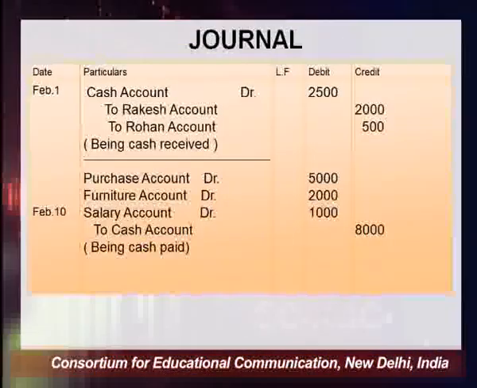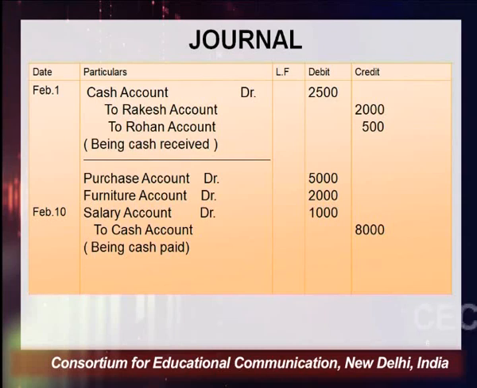So instead of passing two different entries for cash, we will pass one single entry. Instead of passing two different entries, that is cash account debit to Rakesh and cash account debit to Rohan, we will pass one single entry, and the compound entry for this particular transaction would be cash account debit to Rakesh account and to Rohan account. From Rakesh we have received 2000 and from Rohan we have received rupees 500.